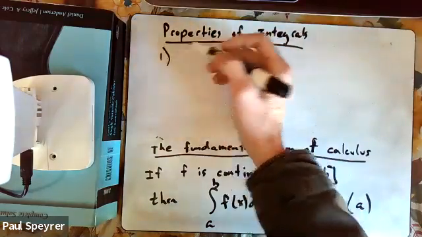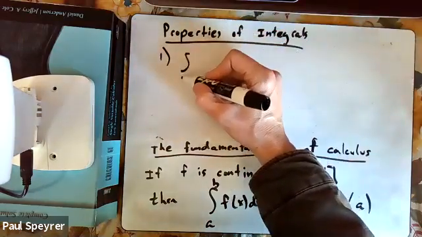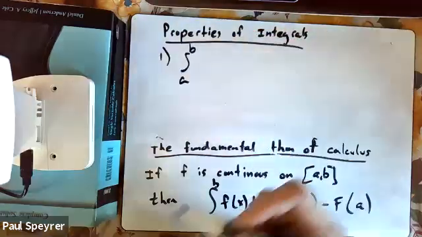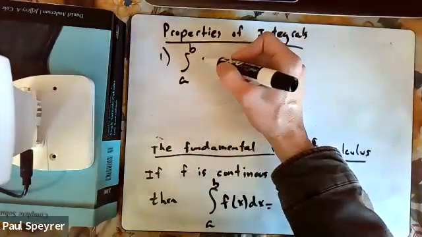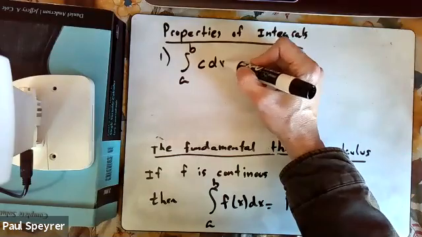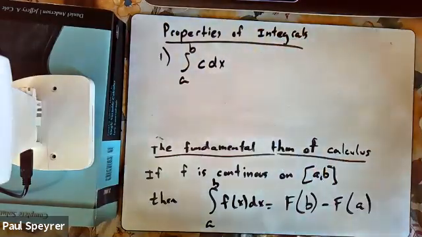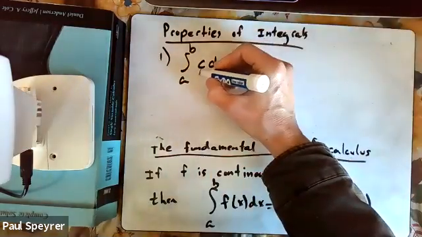Now the first one says, if we're trying to find the definite integral from a to b of c dx, where c is a constant, right? C is a constant right here.